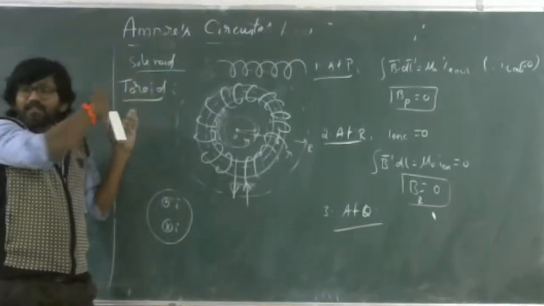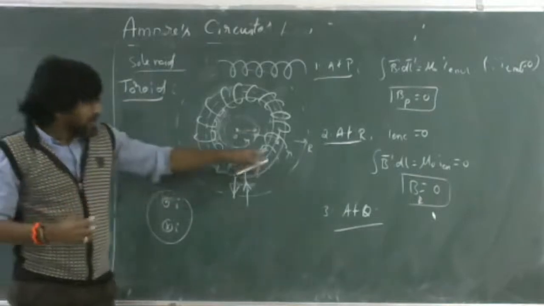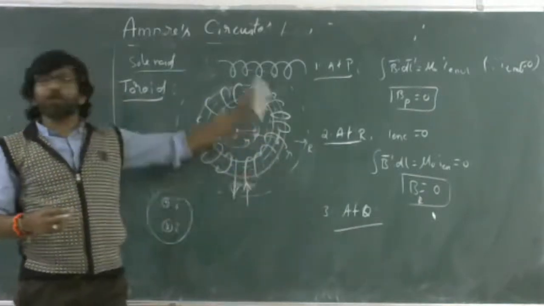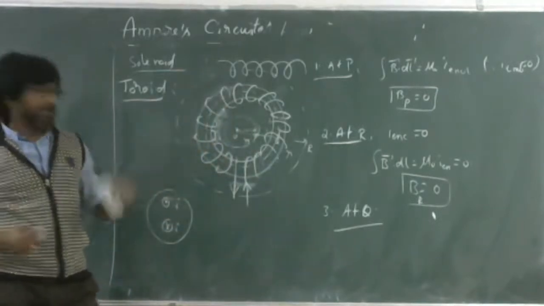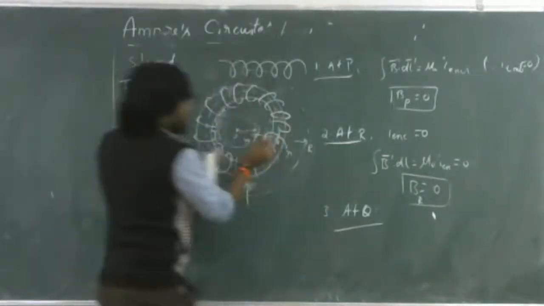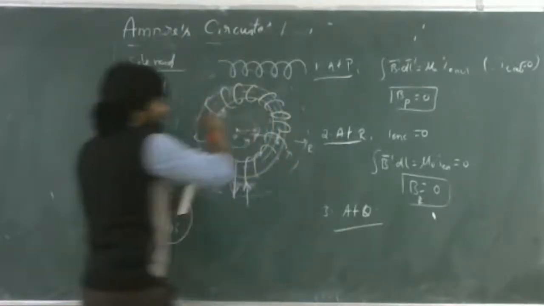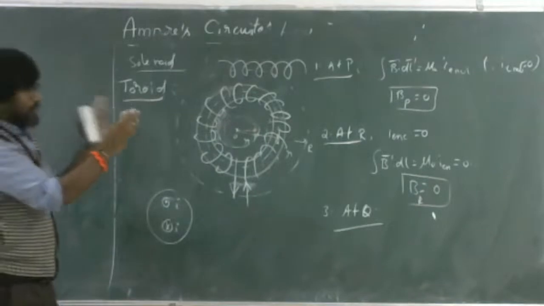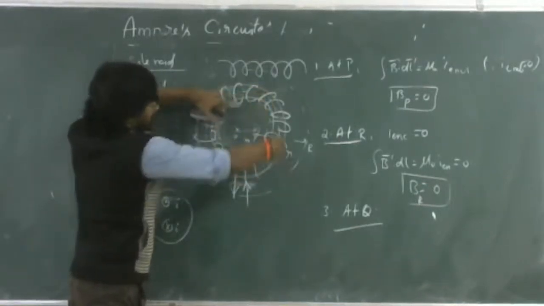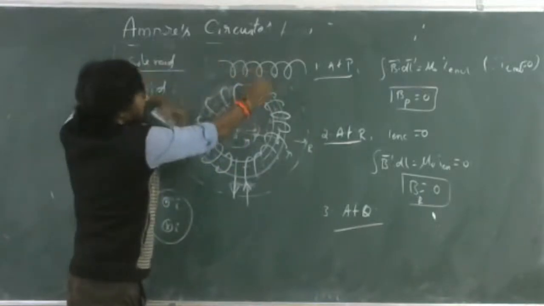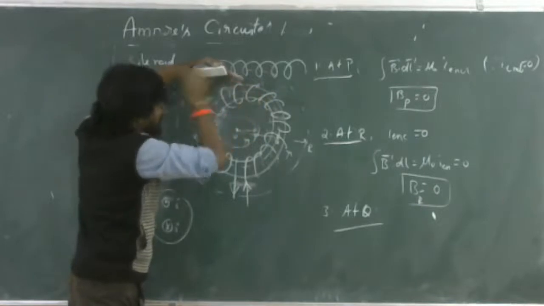The third point is on the axis, or inside the core, the axis of the core. Inside the axis of the core of the toroid, the magnetic field is given by... To find the magnetic field here we have to construct the Ampere's loop. So here, if we consider this point as current is coming out and going in, current I is coming out here and the same amount of current I is going in.